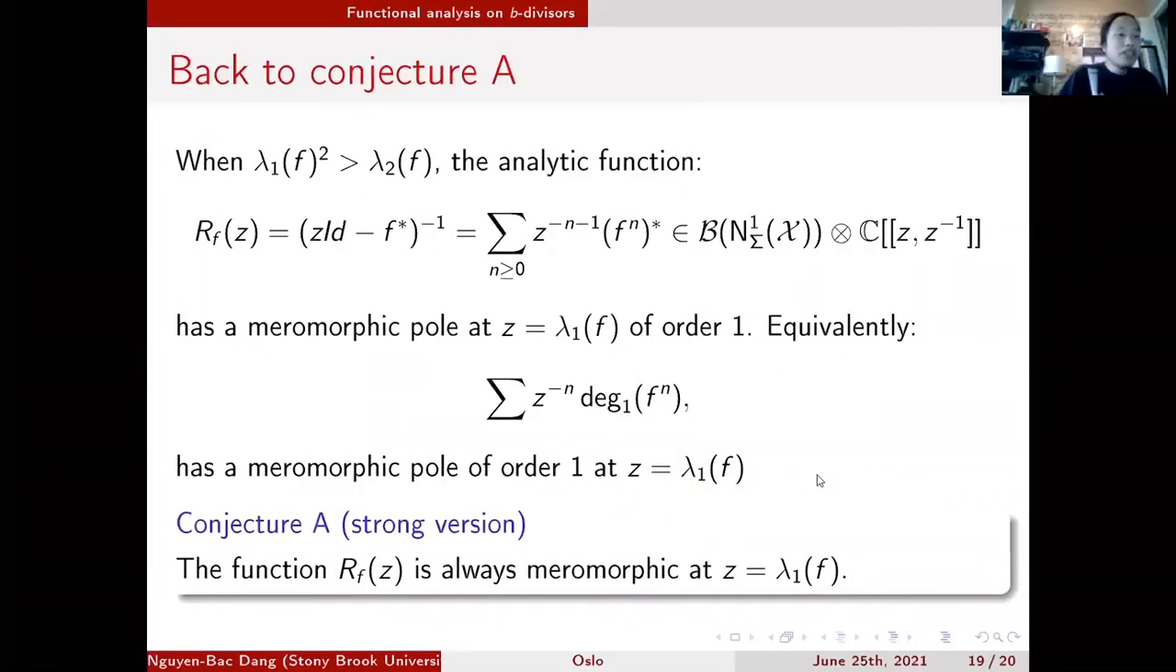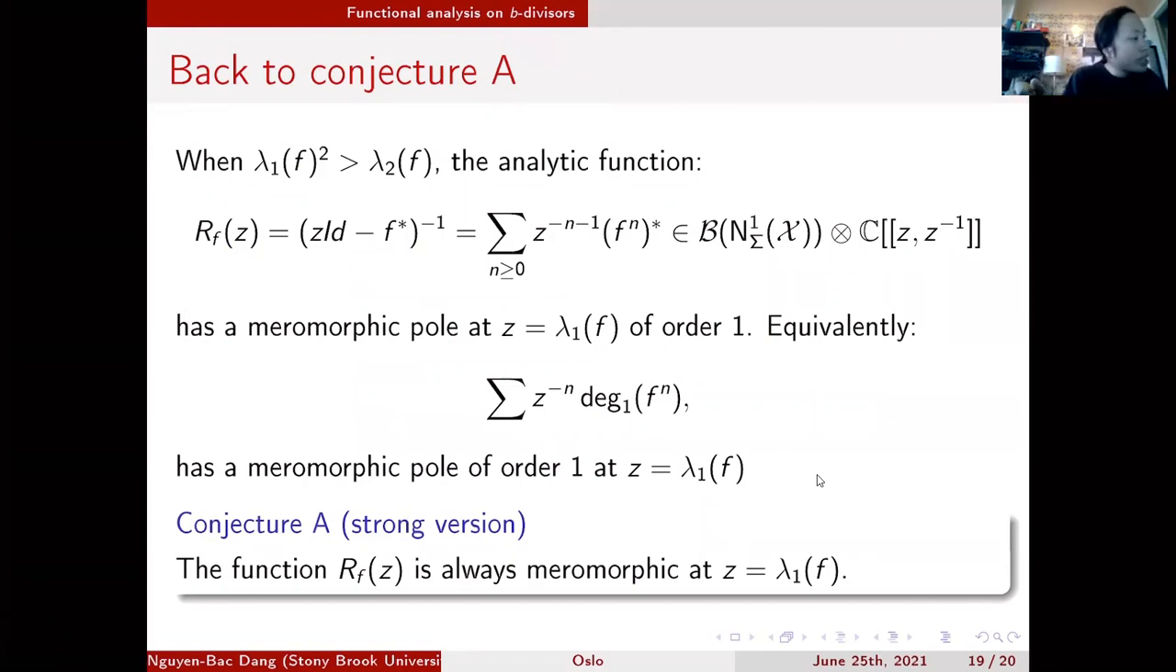Okay, so let me go to the next thing. In fact, what we prove is something a little bit different. The title of my talk is the Spectral Interpretation of Dynamical Degrees, and I want to finish with a comment.